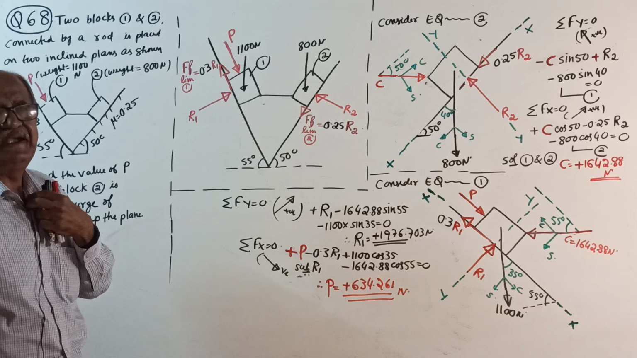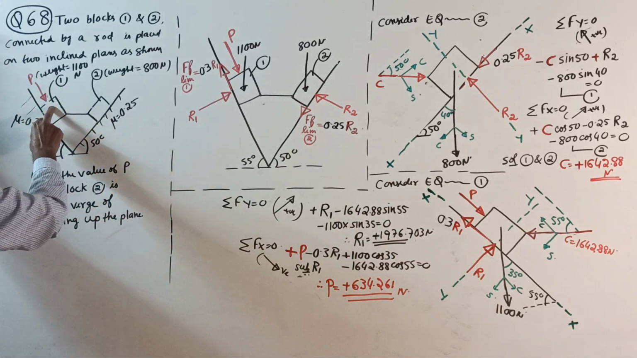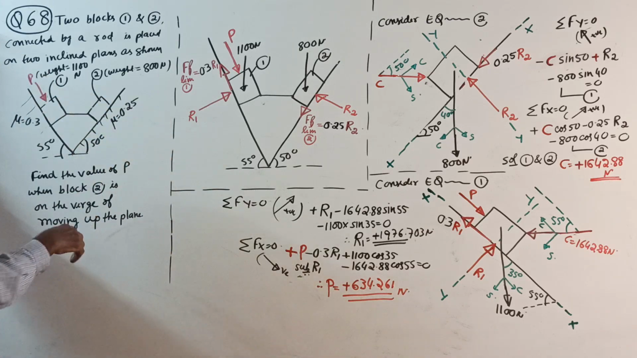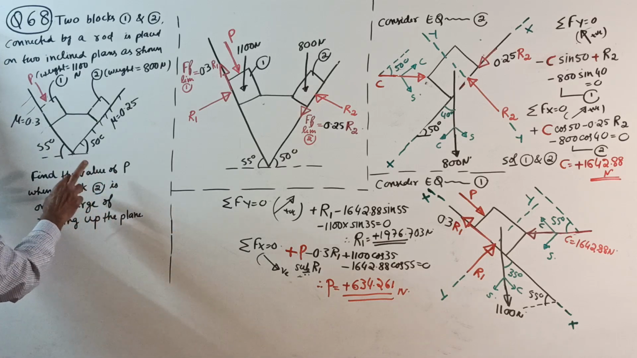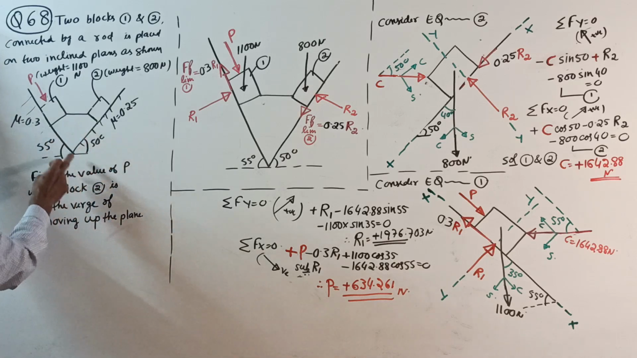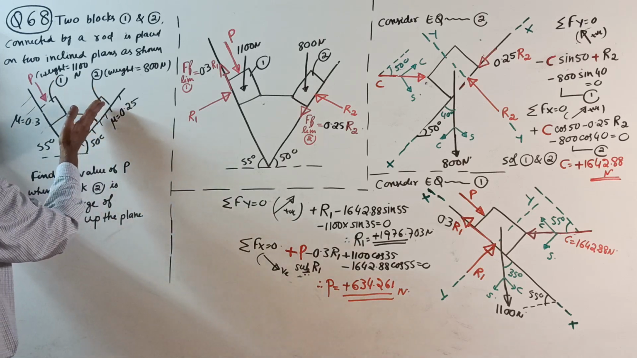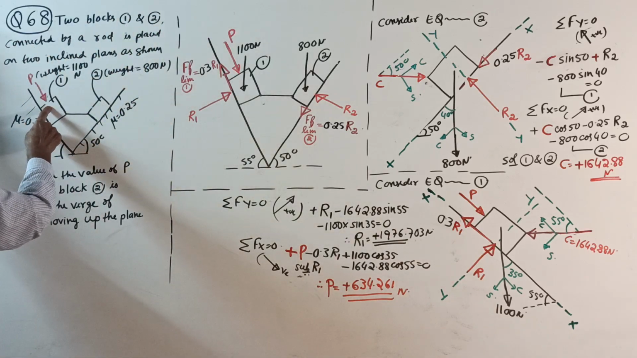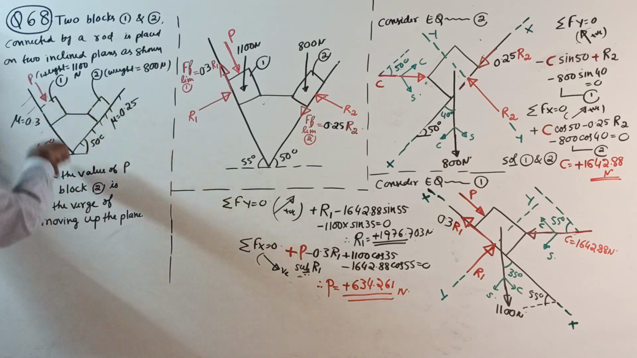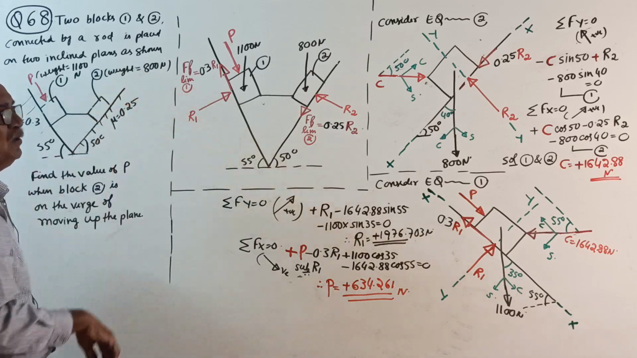Or you make a note, the same question they can tell: find the value of P when block 1 is on the verge of sliding down. Both are the same. You write here. Either they can ask this question as find P when block 2 is on the verge of moving up, or find P when block 1 is on the verge of moving down. This question. Next question, I will apply force here and close this question.